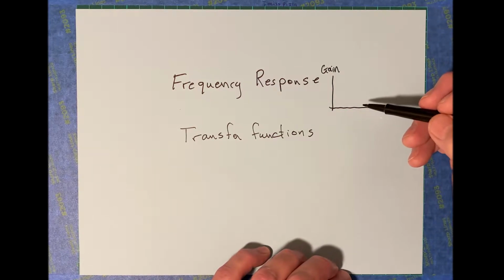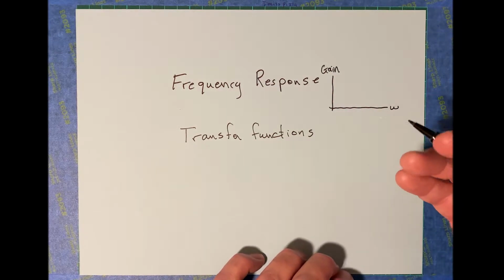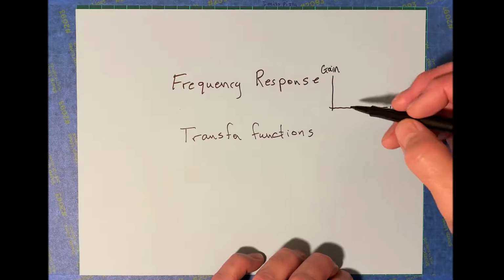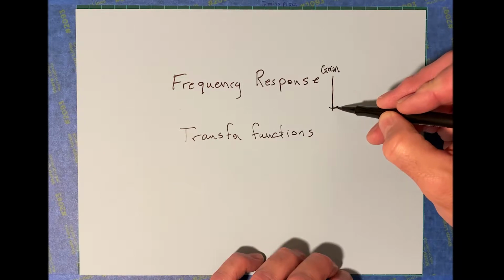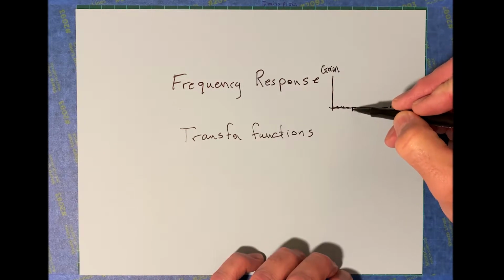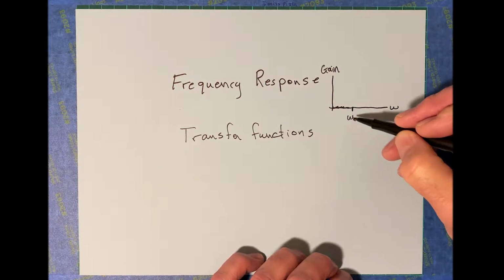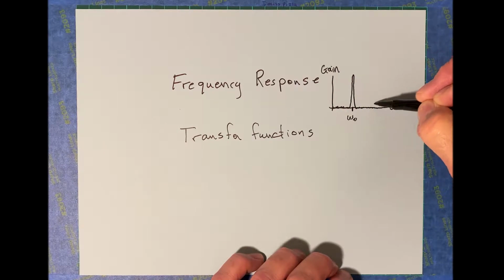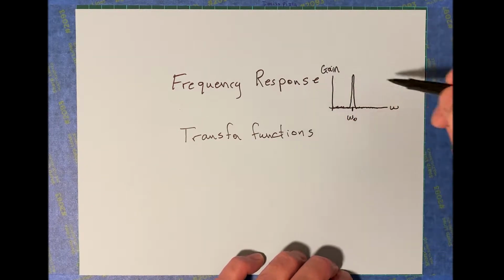And if we were talking about the resonant frequency of something like a simple RLC circuit, you might have a low gain, but then at a certain frequency, like the resonant frequency, the gain would go up really high at that point and then come back down. So that's an example of a frequency response.